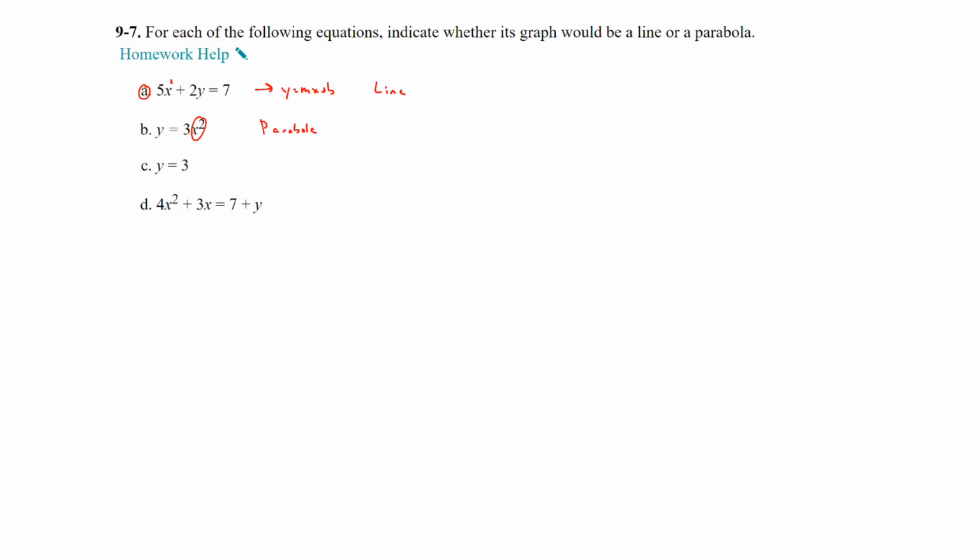C, y equals 3. You don't see the x value, but that would be y equals 3 plus 0x because your slope is 0, so this is also a line. And on the last one, you can see you have your x squared once again, so that would represent a parabola.